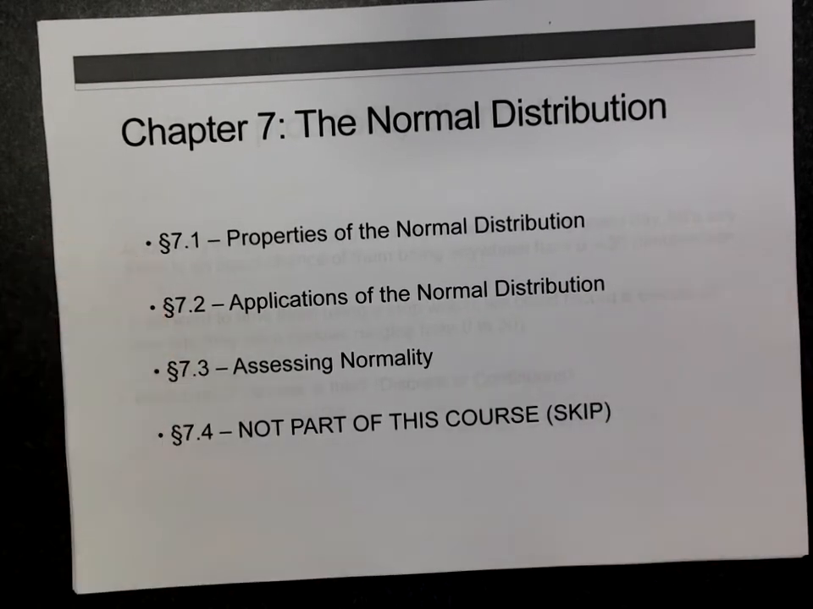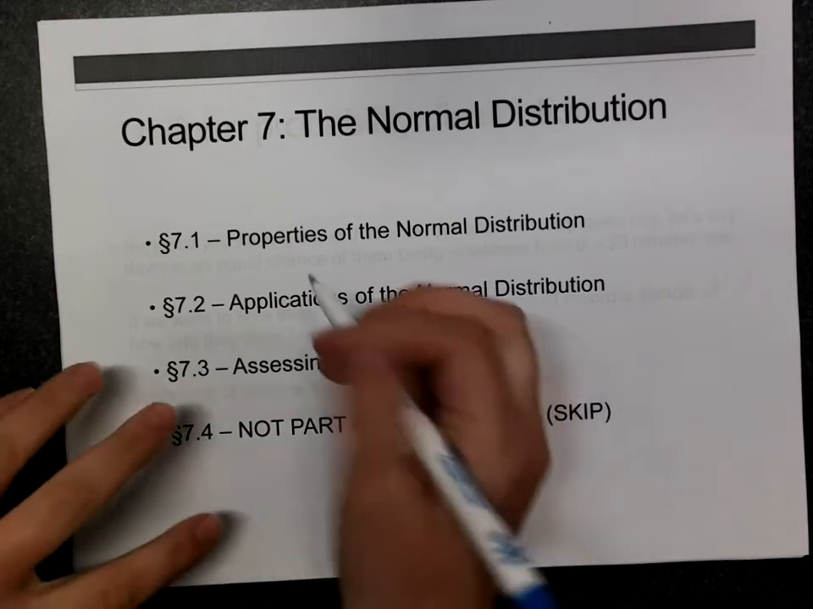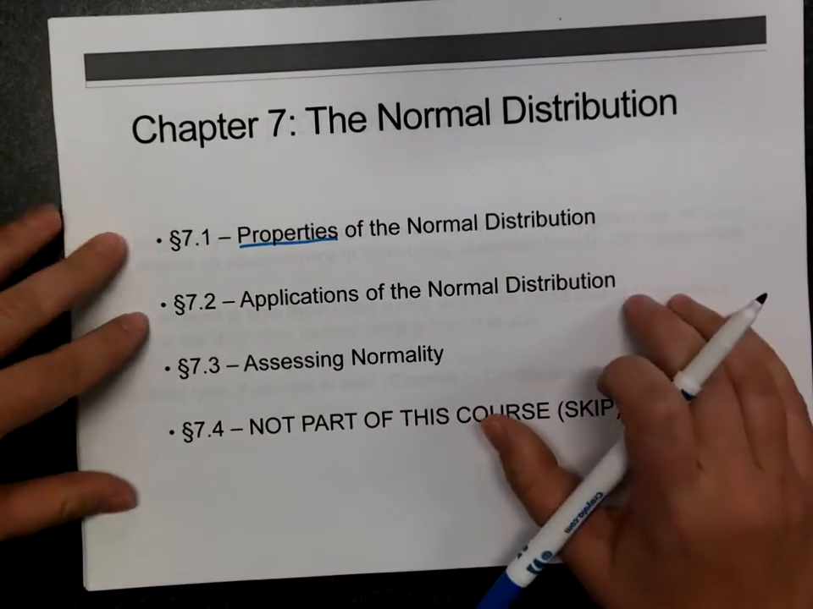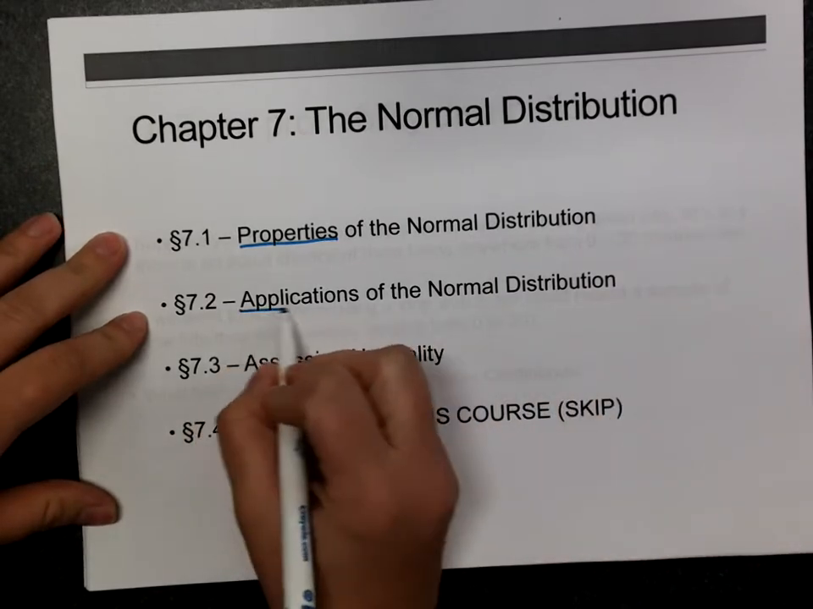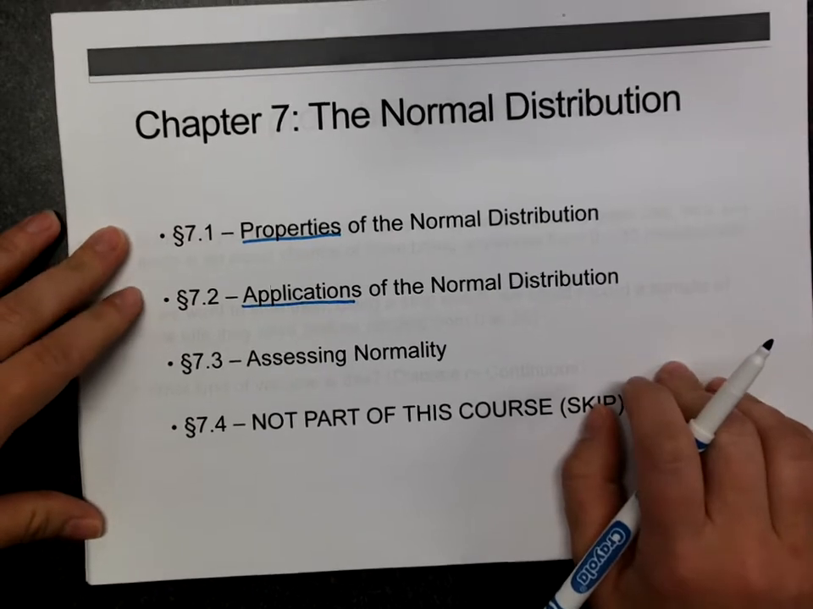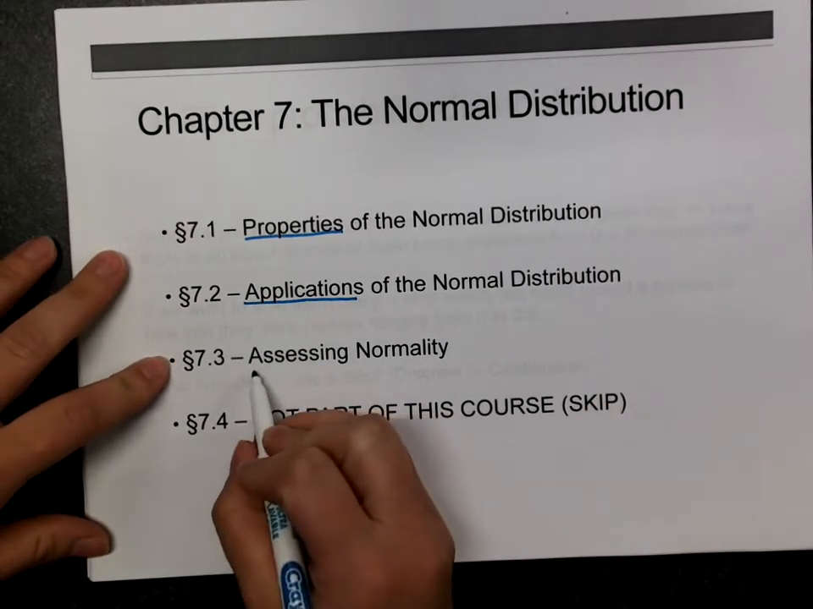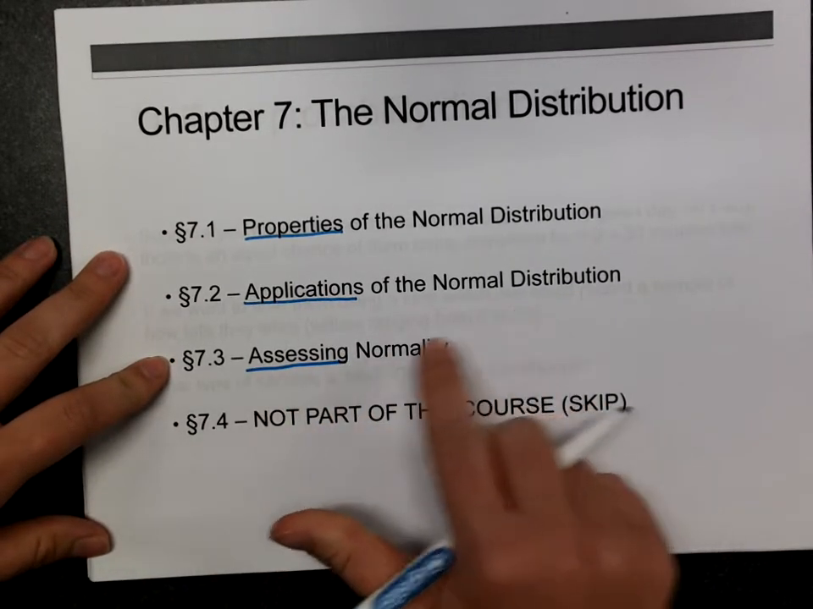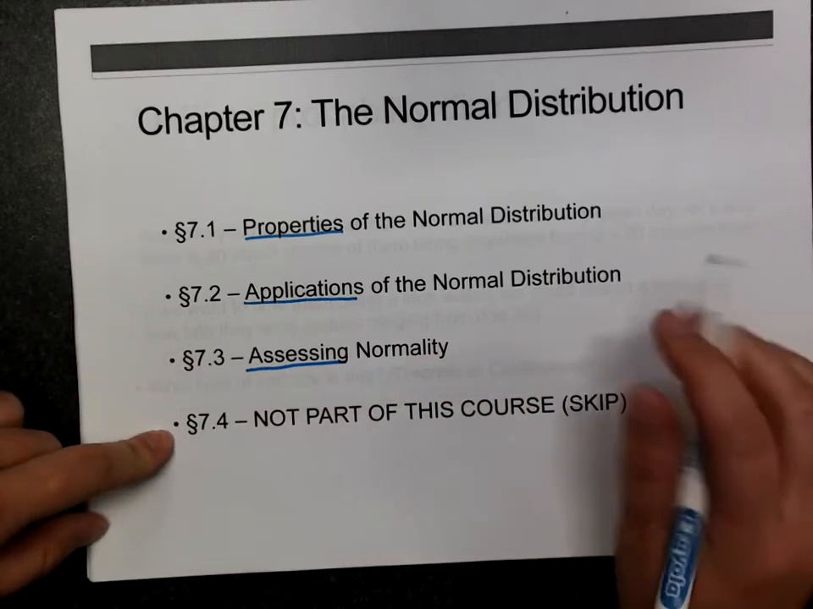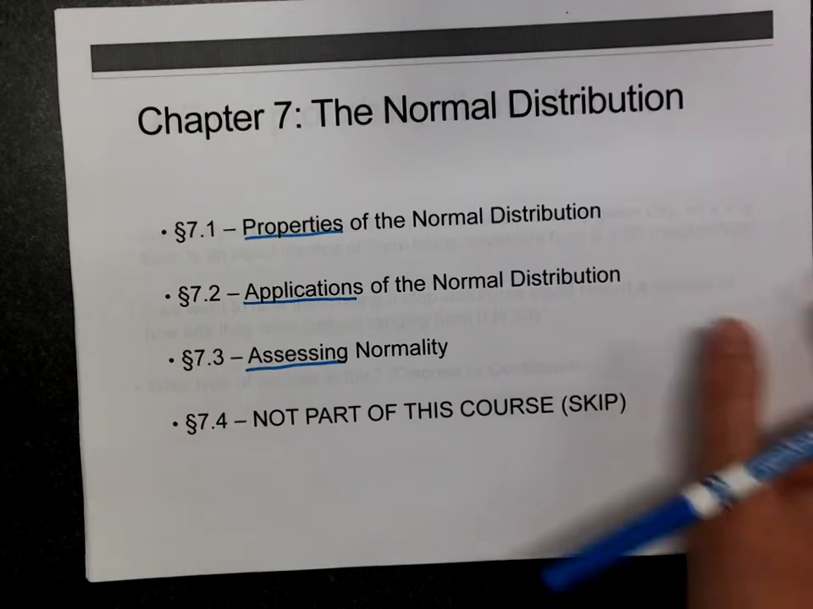The first section is just about the properties of the normal distribution, just an overview, kind of big ideas. And then in section 7.2 we'll actually learn how to work problems out, so applications of the normal distribution. And finally, section 7.3 is pretty short, about assessing if a set of data is normal. Section 7.4 is not part of the course, so don't worry about that section at all.